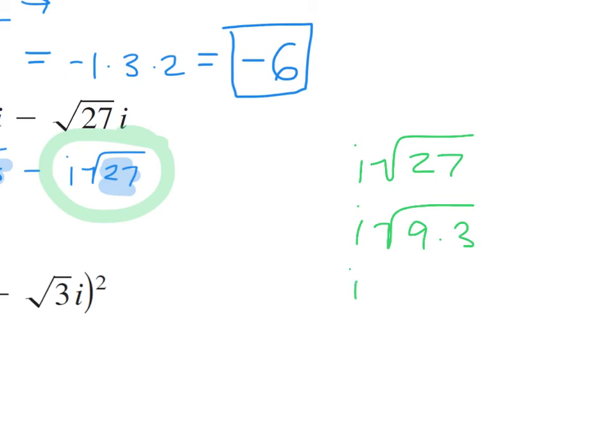So we would have 3i times the square root of 3. You don't really combine it with the i, but you multiply it times the i, because you can't combine the 3 and the i. Okay, thank you. You're welcome.